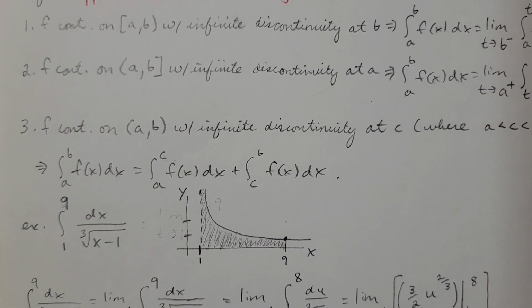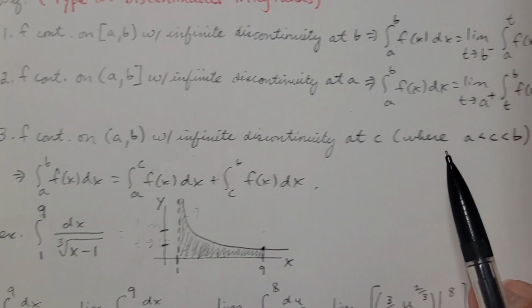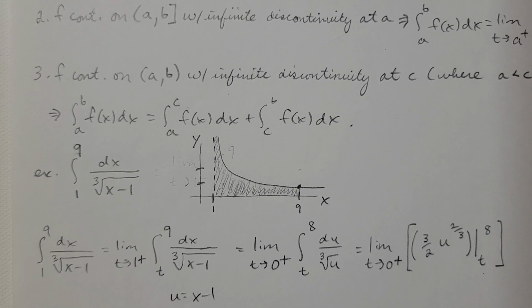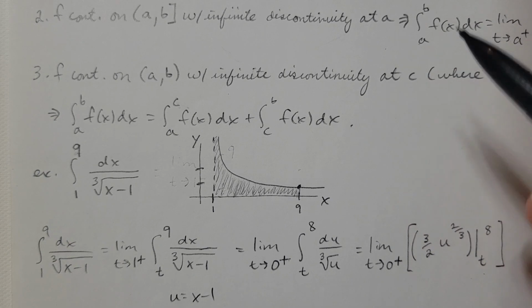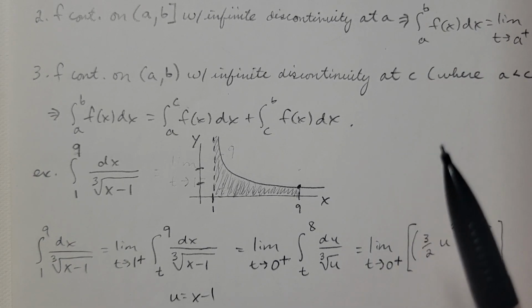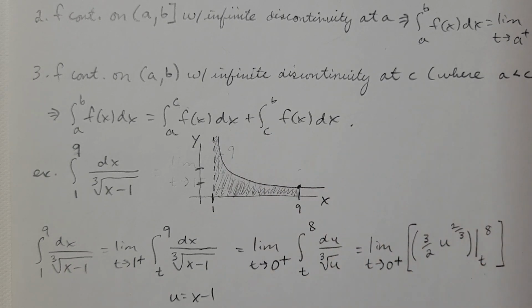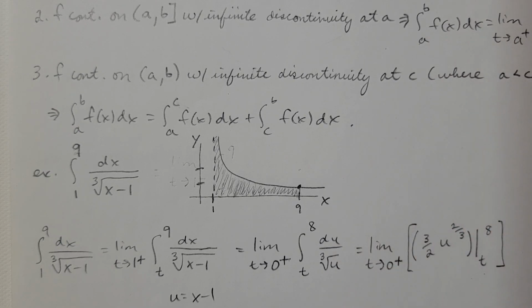And then in item 3, suppose that you have a function that's continuous on the interval a to b with an infinite discontinuity at c, where c is some number between a and b. Then the integral going from a to b of f of x dx is the integral going from a to c of f of x dx plus the integral going from c to b of f of x dx. So in other words, you're going to cut the integral at c wherever there's the discontinuity, and that's going to be your bounds on these two integrals. So we'll look at an example of that.